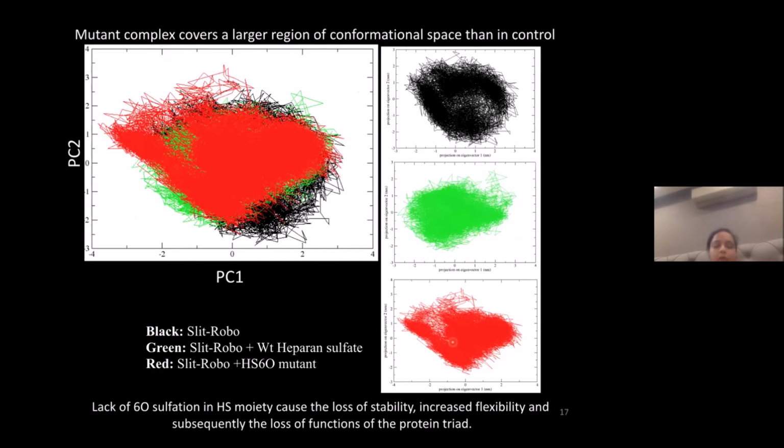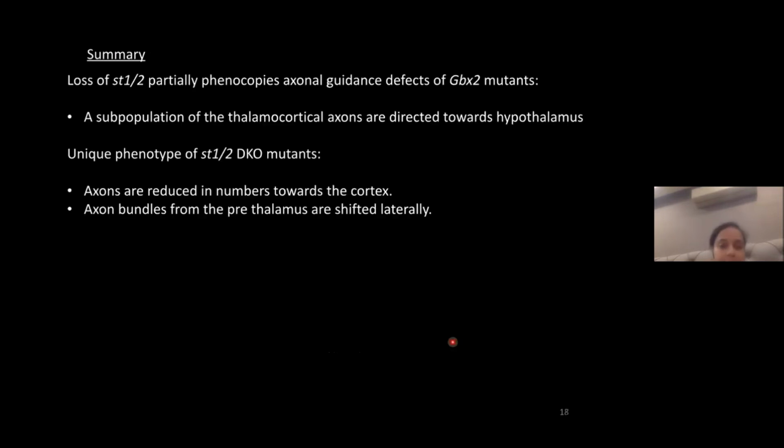So we concluded that lack of 6-O-sulfation in the heparan sulfate moiety causes the loss of stability, increased flexibility, and subsequently the loss of function of the protein triad.